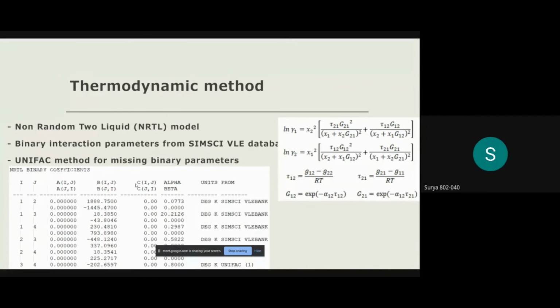Thermodynamic method. The non-random two-liquid model has been used in this simulation. The advantage of this model is that Pro2 has a very vast data bank of the binary interaction parameters, which is the SIMC VLE database. So the accuracy of a good simulation is largely dependent upon the chosen thermodynamic method and, specifically, the binary interaction parameters. Although the binary interaction parameters for 4 pairs were available in the data bank, the interaction parameters for two pairs were missing. So they have been estimated using the UNIFAC method.